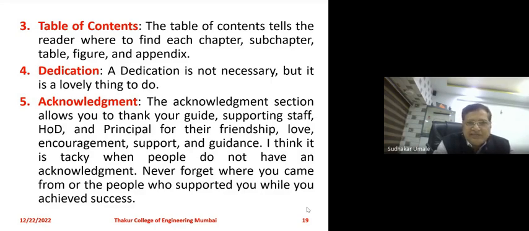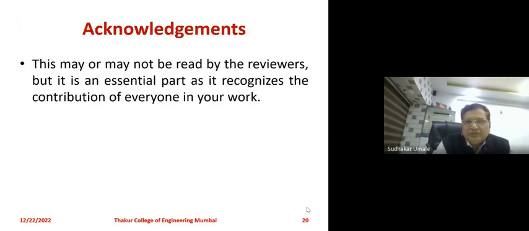Acknowledgement is very compulsory, and the acknowledgement section allows you to thank your guide, supporting staff, HOD, principal for their friendship, love, encouragement, support, guidance. I think it is tacky when people do not have an acknowledgement. Never forget where you came from or the people who supported you while you achieved success, and hence their names must be in the acknowledgements. I want to tell one thing about acknowledgement. This may or may not be read by the reviewers, but it is an essential part as it recognizes the contribution of everyone in your work.